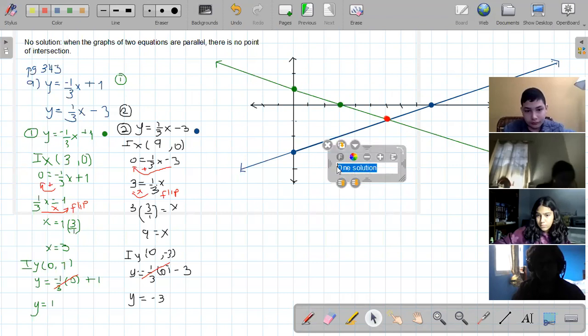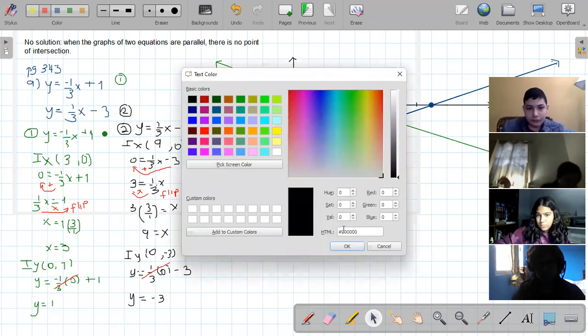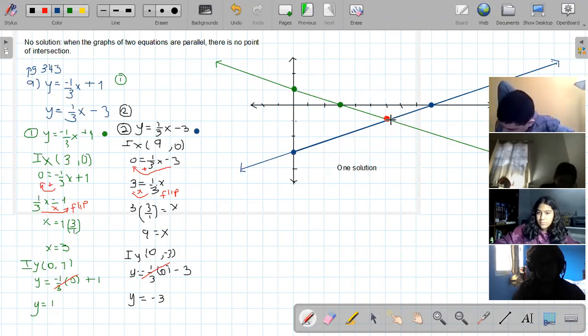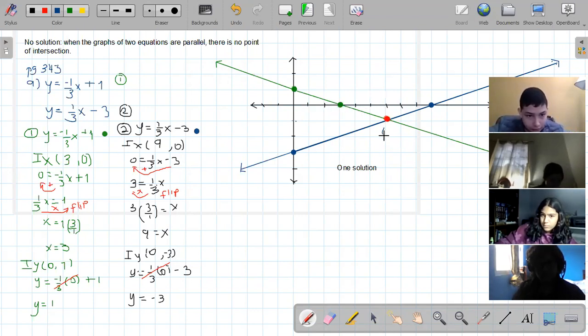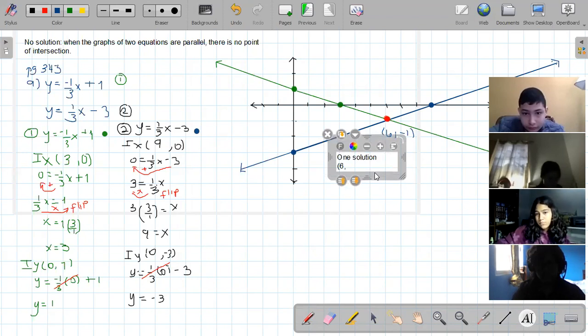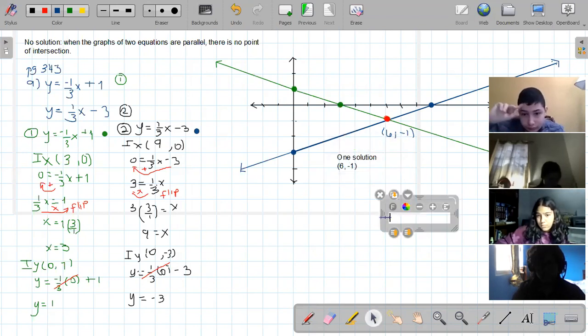And what is the solution? Okay, let's find the ordered pair for that point. Since the graph is not completely perfect, the point is slightly to one side, but apparently it is 1, 2, 3, 4, 5, 6, comma, -1. So the one solution is (6, -1). How do we prove it?